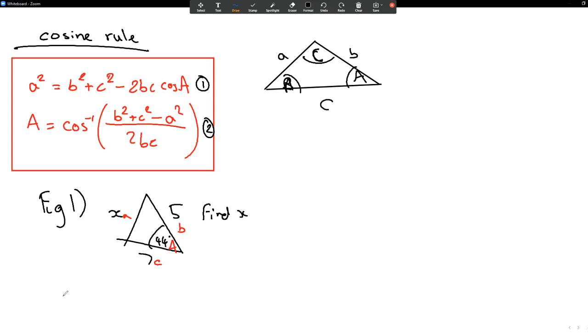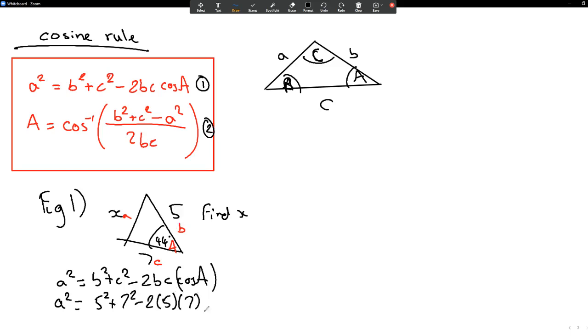So what we do is we first off write out our equation. Like that. Okay, and now let's fill in our values. So a squared equals b squared, which is 5 squared, plus c squared, which is 7 squared, minus 2 times 5 times 7, and then times cos, not a, cos 44 degrees, like that.